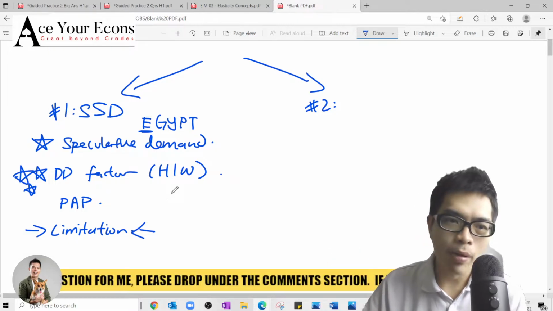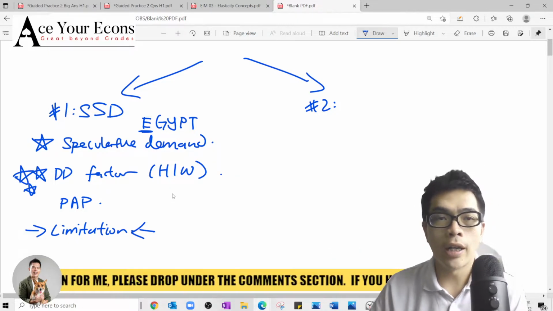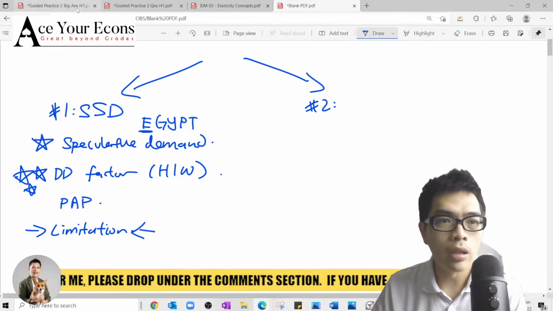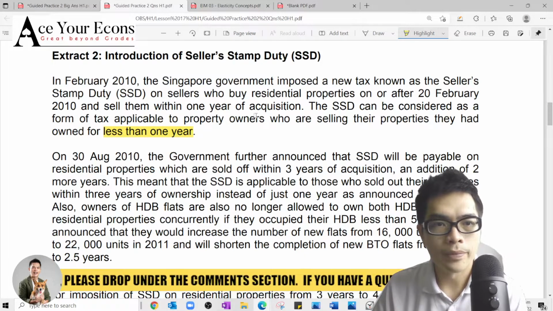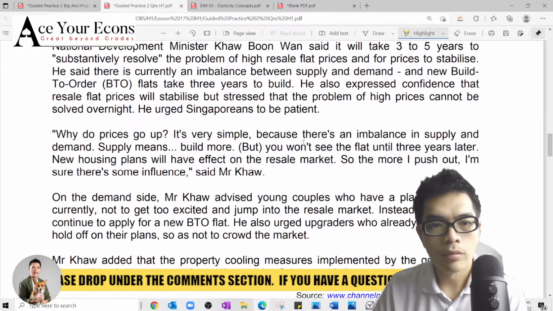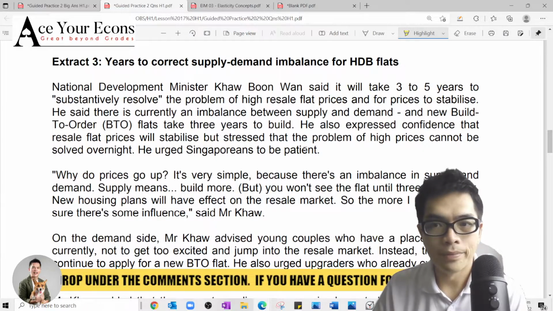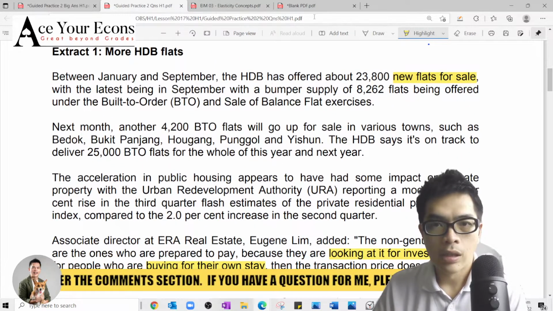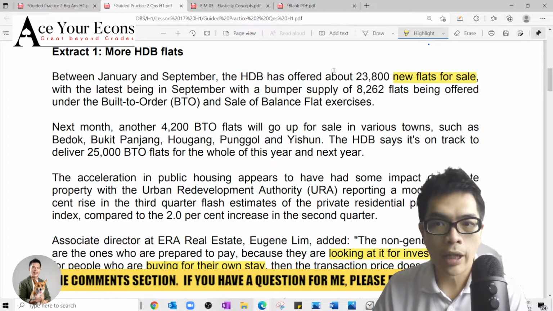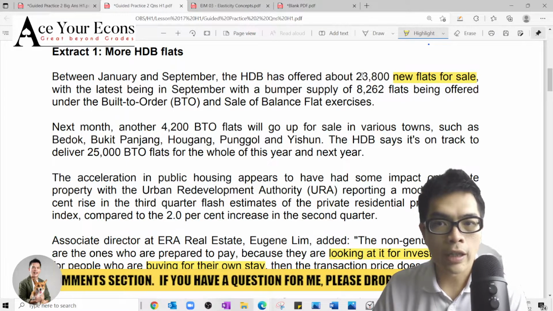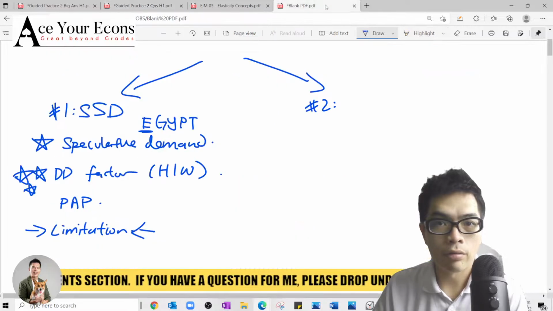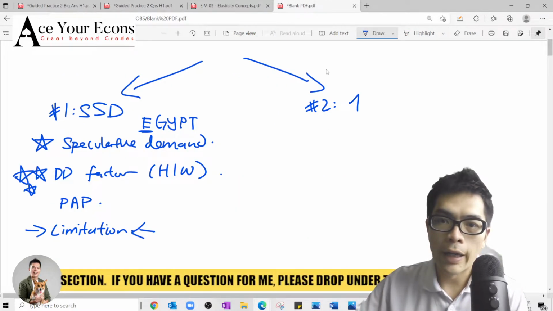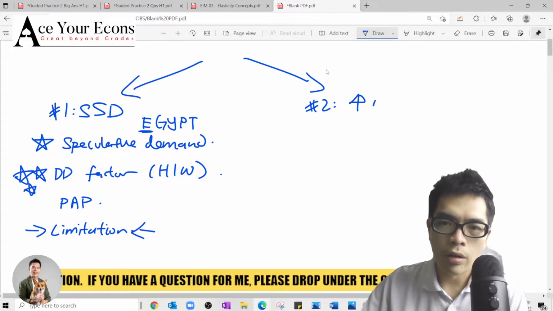The second policy that you want to consider is actually obtainable in, I think, extract 1. A lot of students did not identify this. Extract 1 tells you that there is going to be injecting of new flats for sale, so higher supply of new flats for sale.